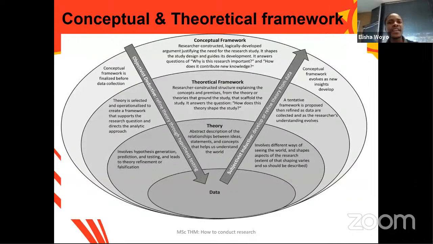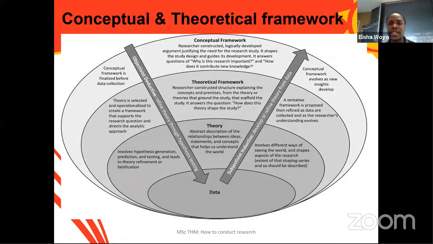Then the theoretical framework, again, is a researcher constructed structure, but the purpose here is for you to explain the concepts and premises from theory or theories that ground your research. And it answers how this theory shapes your study. How does the theory of planned behavior shape your study? How does McGregor's, Herzberg's two-factor theory of motivation shape your study? How does Maslow's hierarchy of needs theory shape your study? How does social exchange theory shape your study?